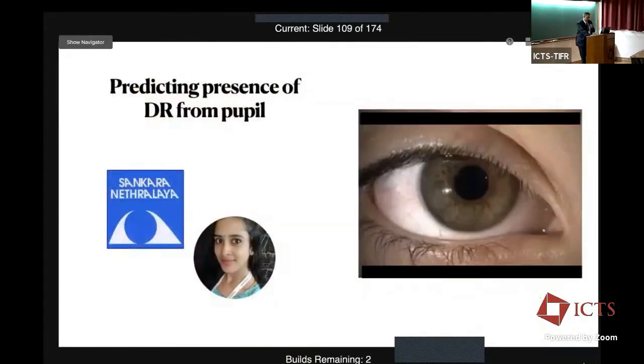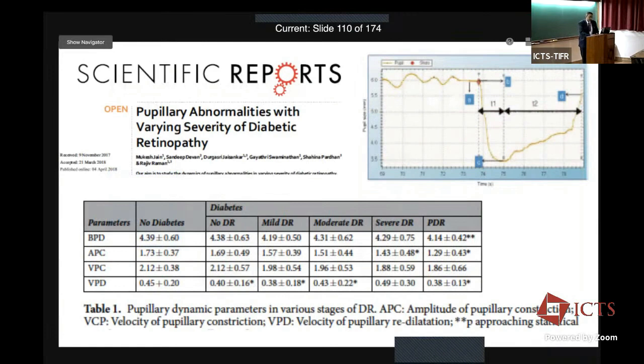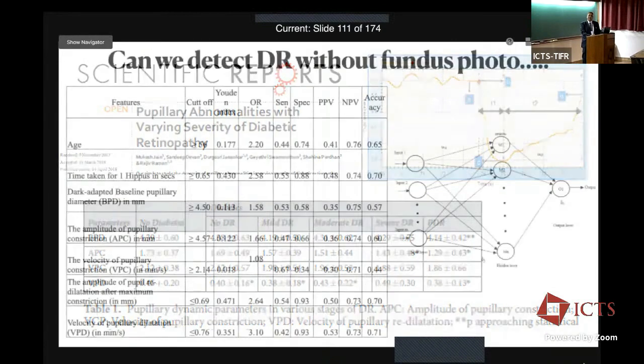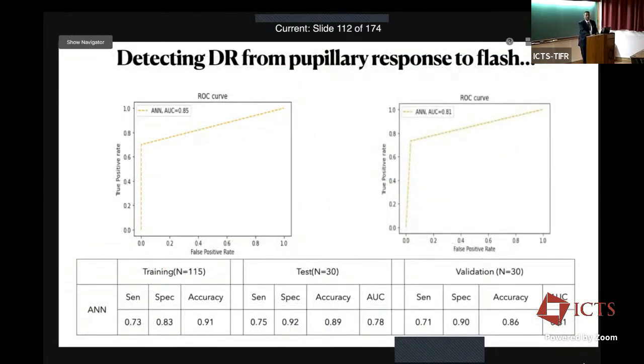Another work which we had done was trying to look at pupillary dynamics: can we predict the presence of diabetic retinopathy? This was a work which we had published a couple of years back in Scientific Reports, where we looked into the various pupillary dynamics like the baseline pupillary diameter, the reaction to a flashlight, and the hippus, the contractions which you see in the pupil. We showed that they correlate well with various stages of diabetic retinopathy. And we used the same data to create an AI algorithm. This is the initial result. Seems to be good. However, more work is definitely needed.